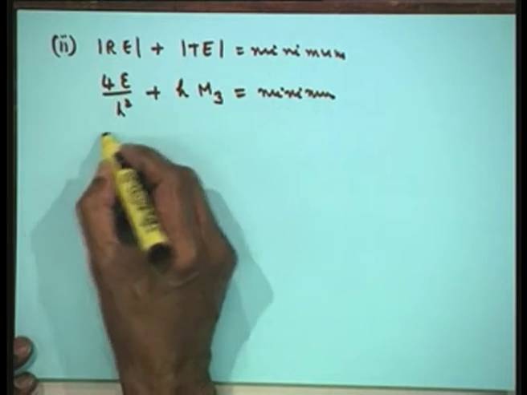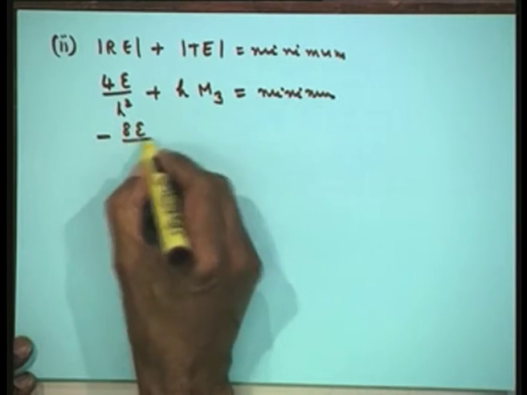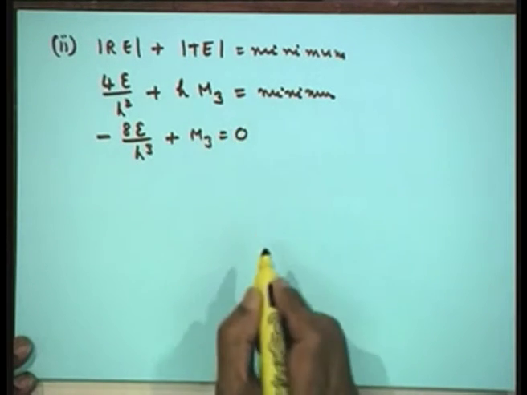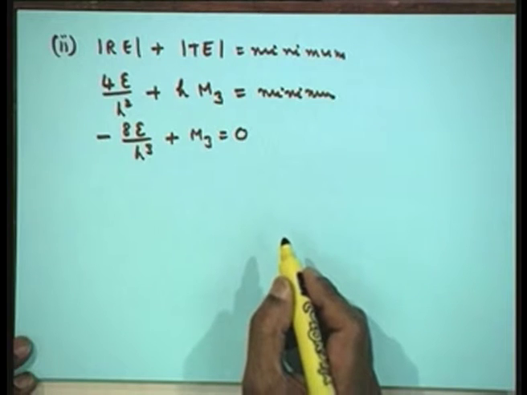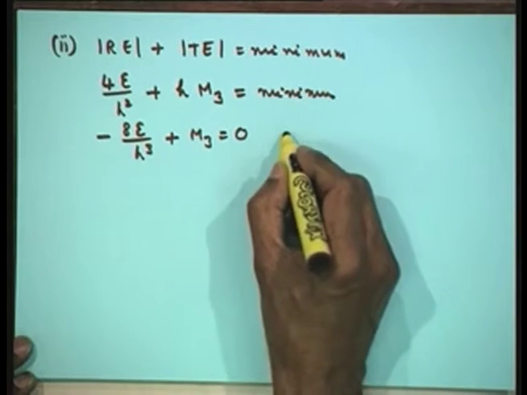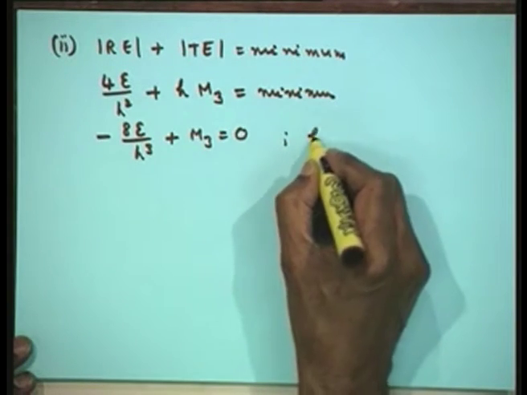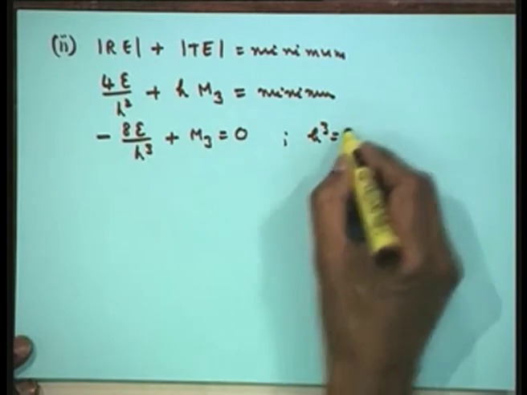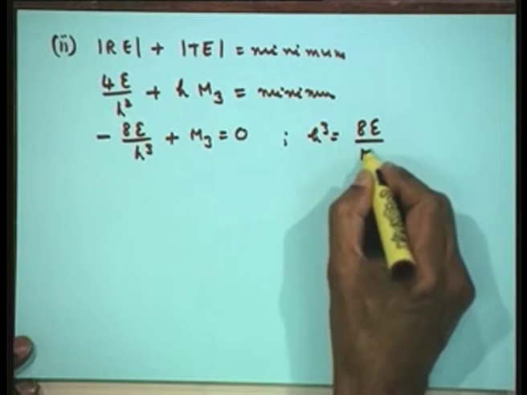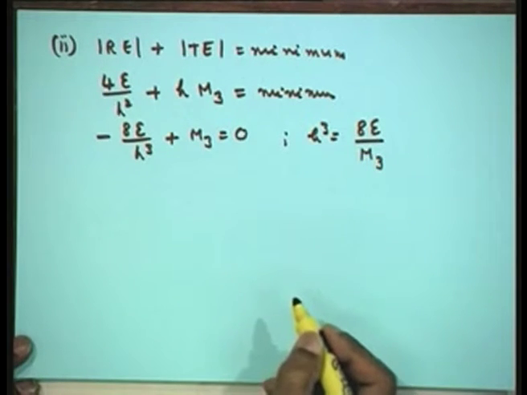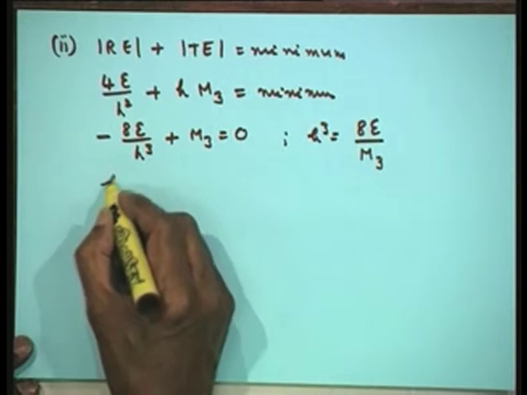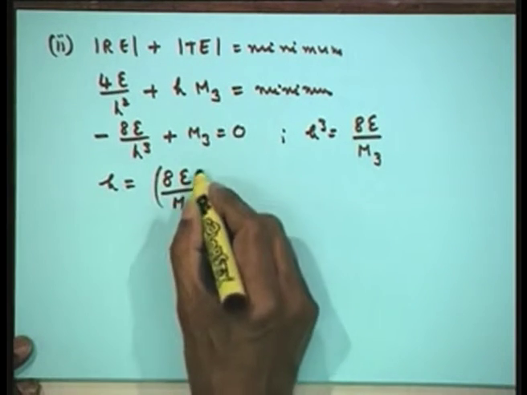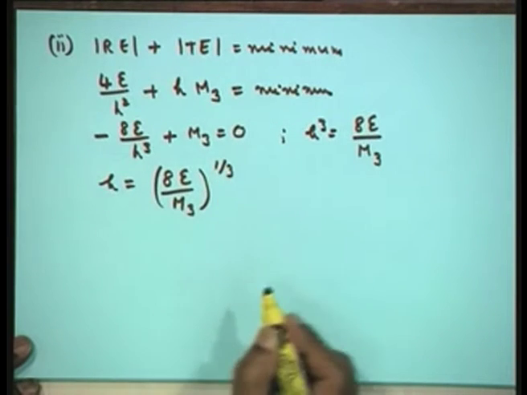So, this will give us minus 8 epsilon upon h cubed plus M3 is equal to 0. Therefore, I can find h cubed from here. I would take it to this side and write this as 8 epsilon upon M3. So, h is now 8 epsilon upon M3 to the power of 1 by 3.